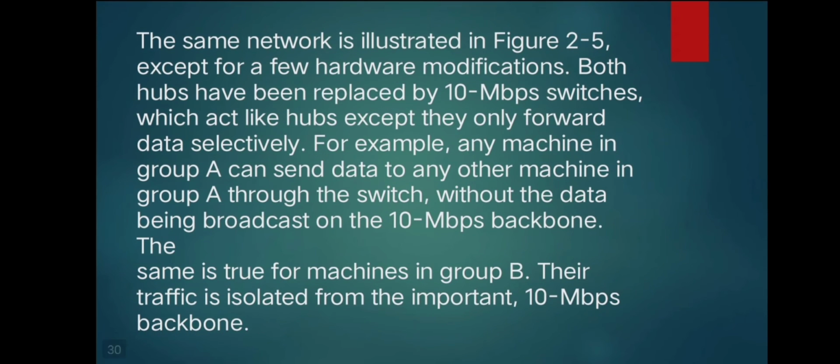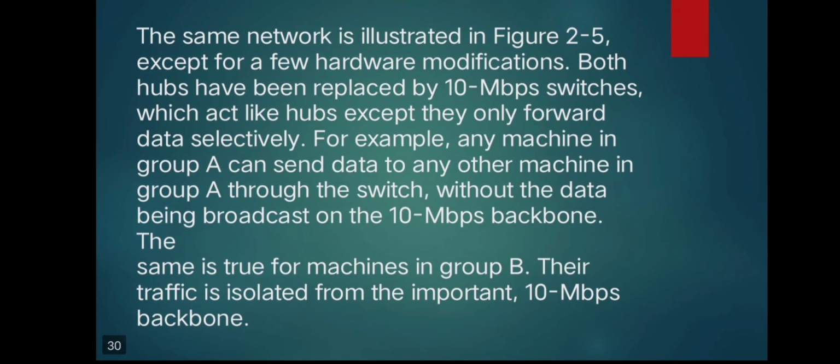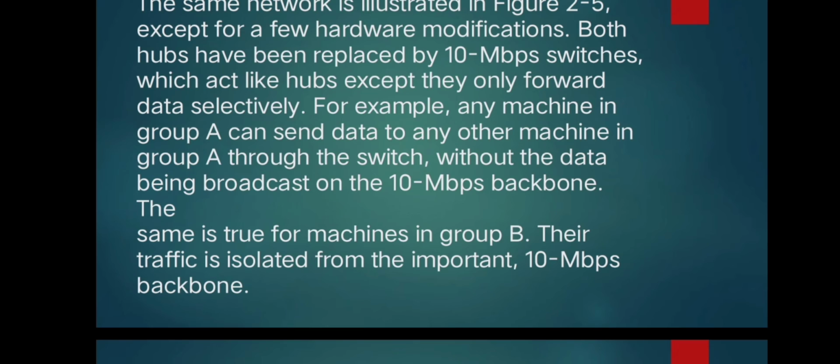The same network is illustrated in figure 2.5 except for a few hardware modifications. Both hubs have been replaced by 10 Mbps switches, which act like hubs except they only forward data selectively. For example, any machine in group A can send data for any other machines in group A through the switch without the data being broadcast on the 10 Mbps backbone. The same is true for machines in group B. Their traffic is isolated from the important 10 Mbps backbone.